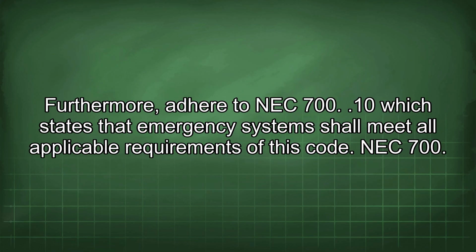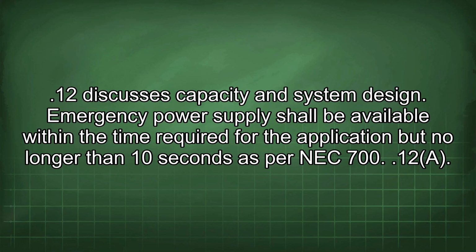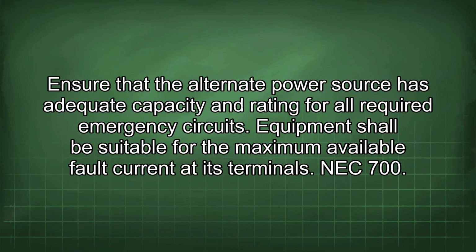Furthermore, adhere to NEC 710, which states that emergency systems shall meet all applicable requirements of this code. NEC 712 discusses capacity and system design. Emergency power supply shall be available within the time required for the application, but no longer than 10 seconds as per NEC 712A. Ensure that the alternate power source has adequate capacity and rating for all required emergency circuits.